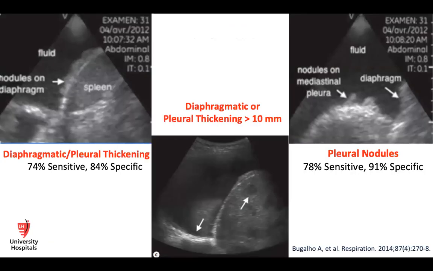Let's look at some diagnostic features on ultrasound for their yield in terms of a malignant diagnosis. So the couple of things that you really need to be aware of is diaphragmatic pleural thickening.